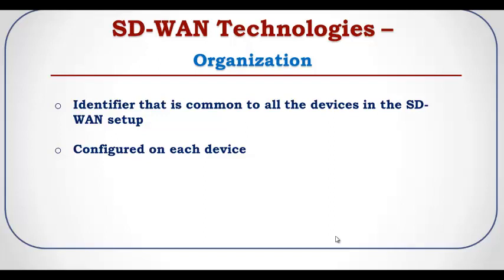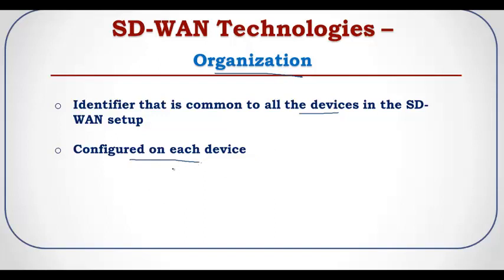If the organization matches with the SD-WAN controllers in the certificate, then it is validated. Organization is an identifier that is common for all the devices. So in a company, definitely this organization will be common for all the devices. That is one of the parameters that needs to match during the authentication time. So it is configured on each device.